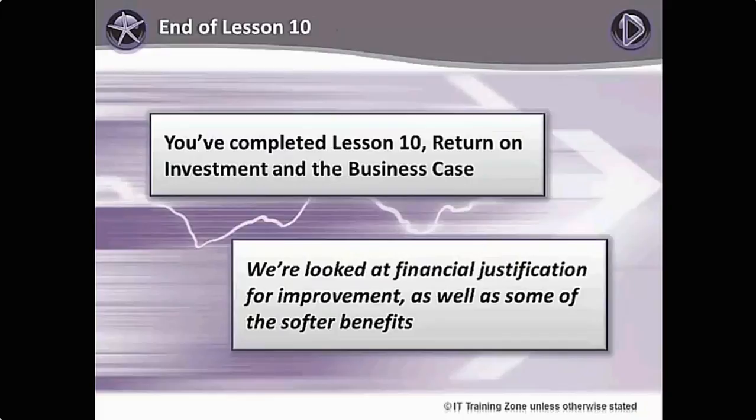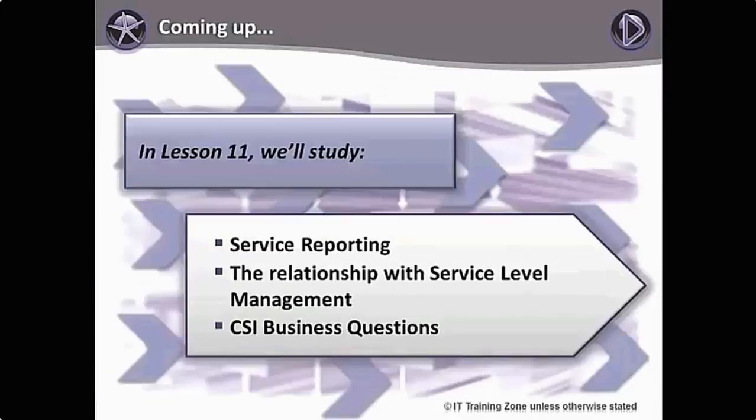You've completed Lesson 10, Return on Investment and the Business Case. We've given some consideration in this lesson to the financial justification of improvements, as well as thinking about the softer benefits that might be delivered. Coming up in Lesson 11, we'll study service reporting, the relationship with service level management, and continual service improvement business questions.